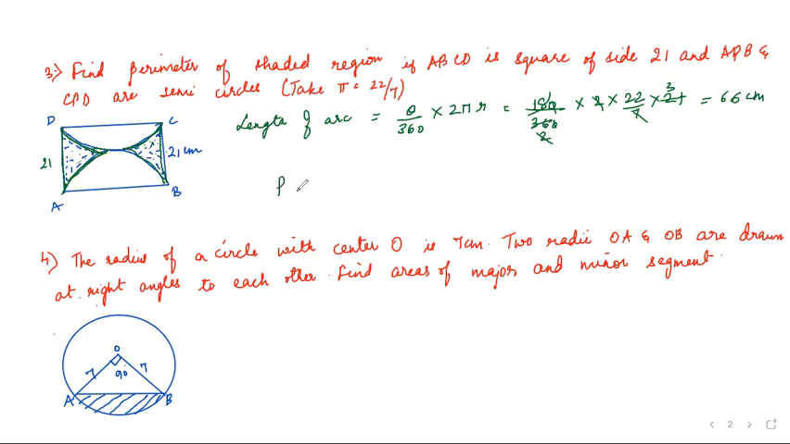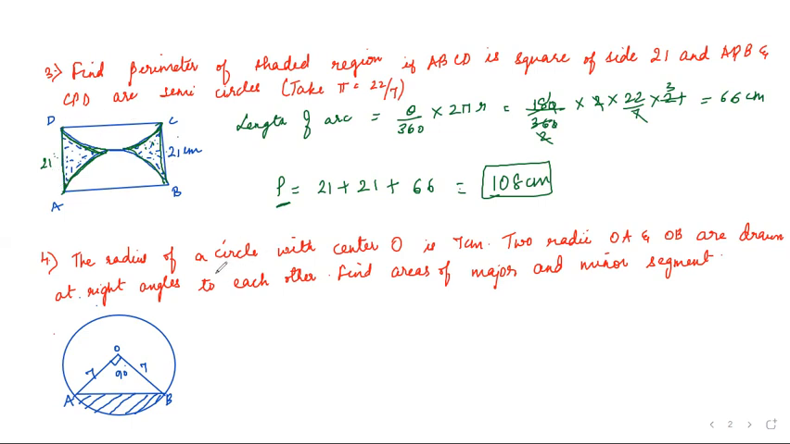Now, what will be the perimeter? Perimeter is the two sides, which is AD plus BC, plus the length of these arcs, which is 66. So if we add all of them, we get 108 centimeter. So this is how we find the perimeter. Many times, many students try to find the length of the arc, but at the end they forget to add these sides. The sides also come in the perimeter. Perimeter is basically the boundary.